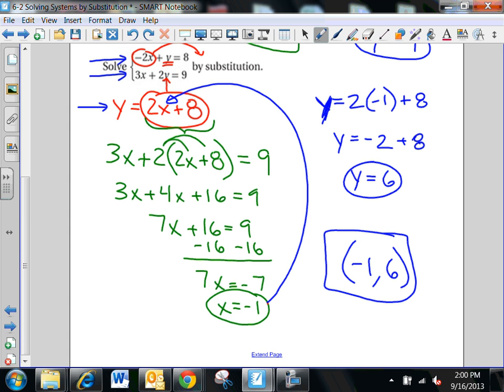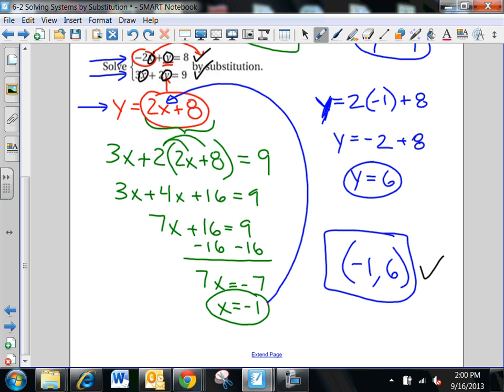And I should be able to plug that back in and check it and make sure that it's right by plugging it in for x and y in the original equation. And so if I plug in negative 1, I'll get 2 plus 6, that's 8, it works there. If I plug in negative 1 here, I get negative 3 plus 12, so it would work there as well. So that is the answer for number 5.